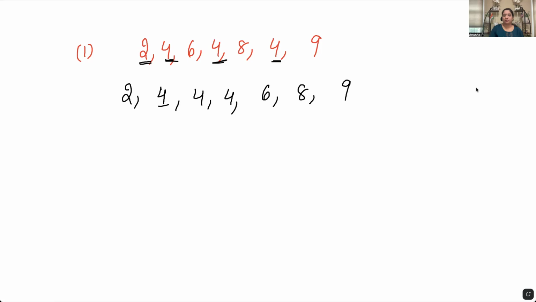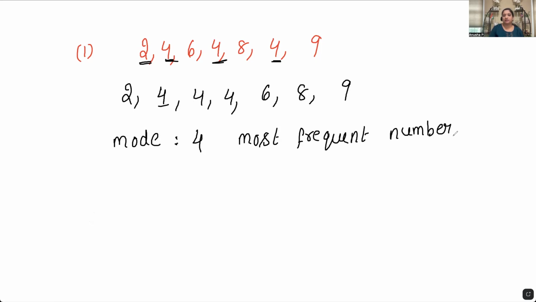To find the mode, mode is the most frequent number. Here the most frequent number that comes is 4, it is coming 3 times, right? So mode is 4. Is it clear? Mode is the most frequent number that occurs.